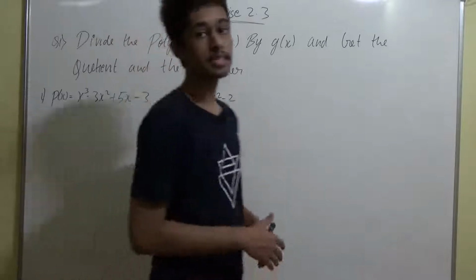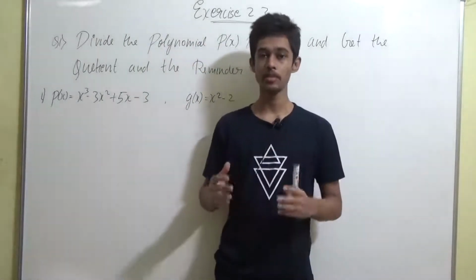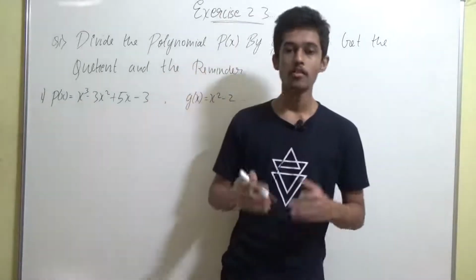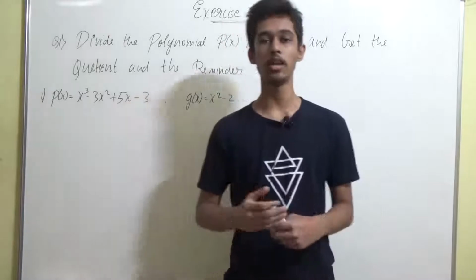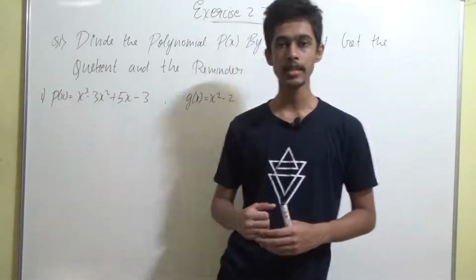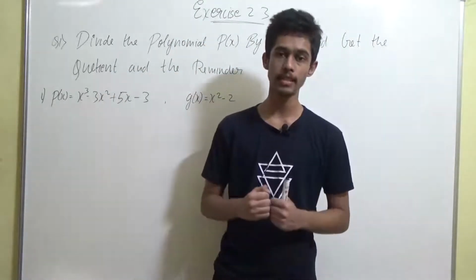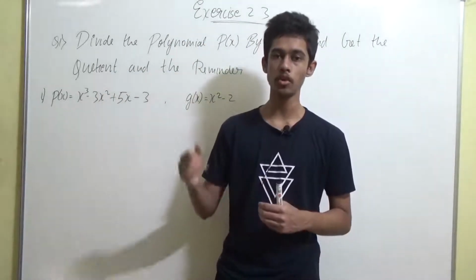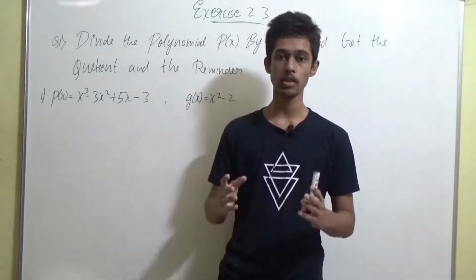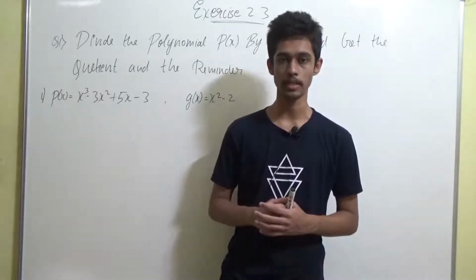So welcome to the sixth lecture of this chapter, guys. In this lecture we will be doing exercise 2.3 of your NCERT textbook, which is based upon the division algorithm of polynomials. In the last lectures we learned how to divide a polynomial, guys. Now in this lecture number 6 we are going to solve all the questions from NCERT 2.3, so that we get well versed with the concept of division of polynomials, guys.